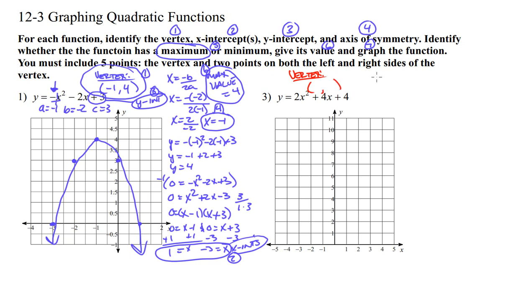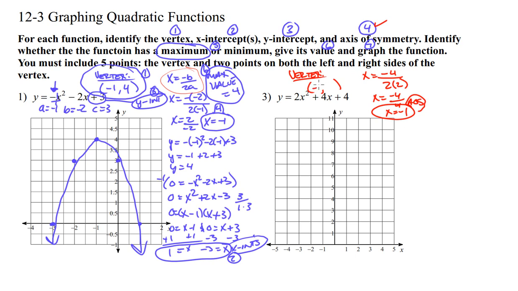Okay, so to come up with that, we're going to do x equals negative b over 2a. So negative b in this case is 4 over 2 times a, which is 2. So we get negative 4 over 4. So x is negative 1, which is our axis of symmetry. So let's see, we've taken care of number 4.